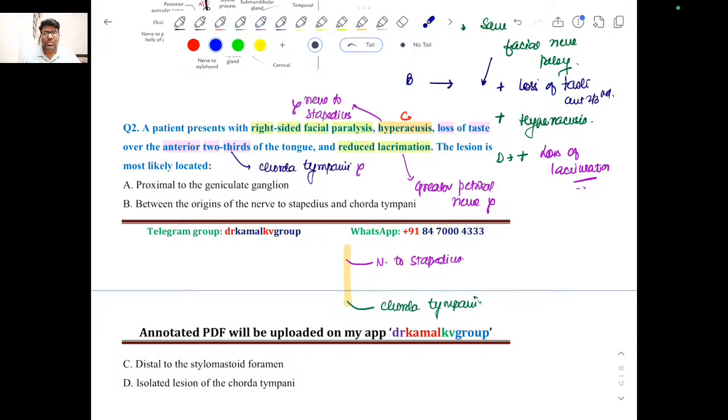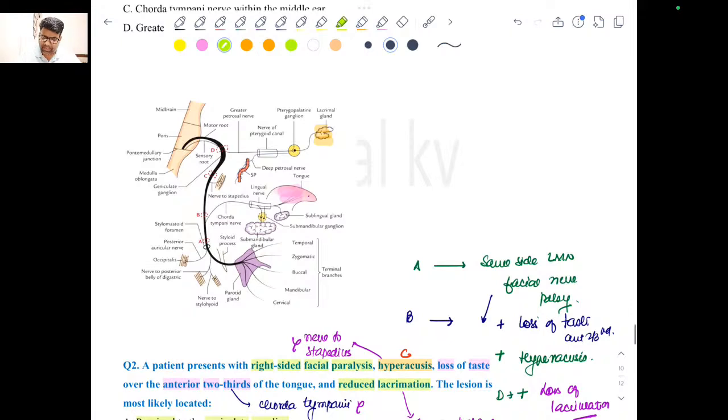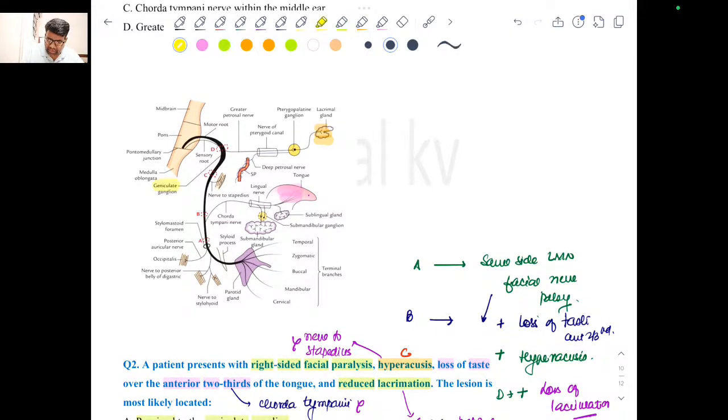So it means the lesion is even proximal to this, and even more proximal is the greater petrosal nerve, right? So the lesion is somewhere here, then only it is involving all these three. So very good, Arka, very good. I'm happy that you finally understood the concept. So this is proximal to an area, and therefore it is involving everything, and this area is actually the geniculate ganglion. Clear?